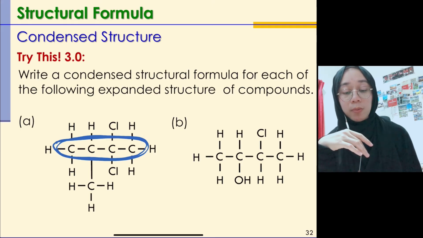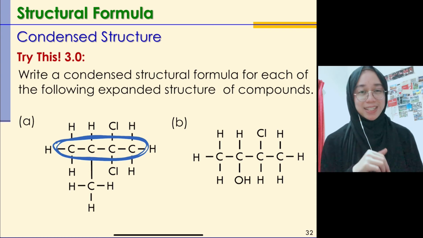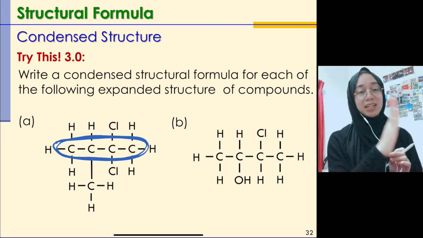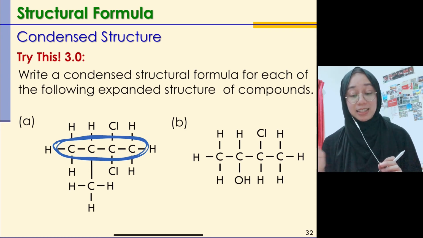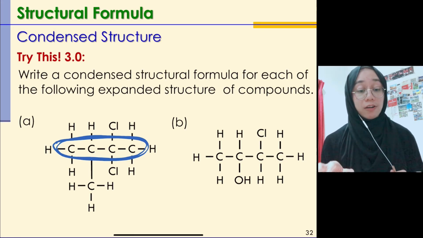Okay, so same goes to B. Untuk B pun, yang ni Miss rasa agak senang. Yang ni Miss tak nak tolong lah. B ni should be senang untuk kamu. Okay, just follow daripada kiri ke kanan. Okay, start with your carbon yang paling kiri dahulu. Okay, so write the condensed structural formula of each of the following expanded structure of compound.